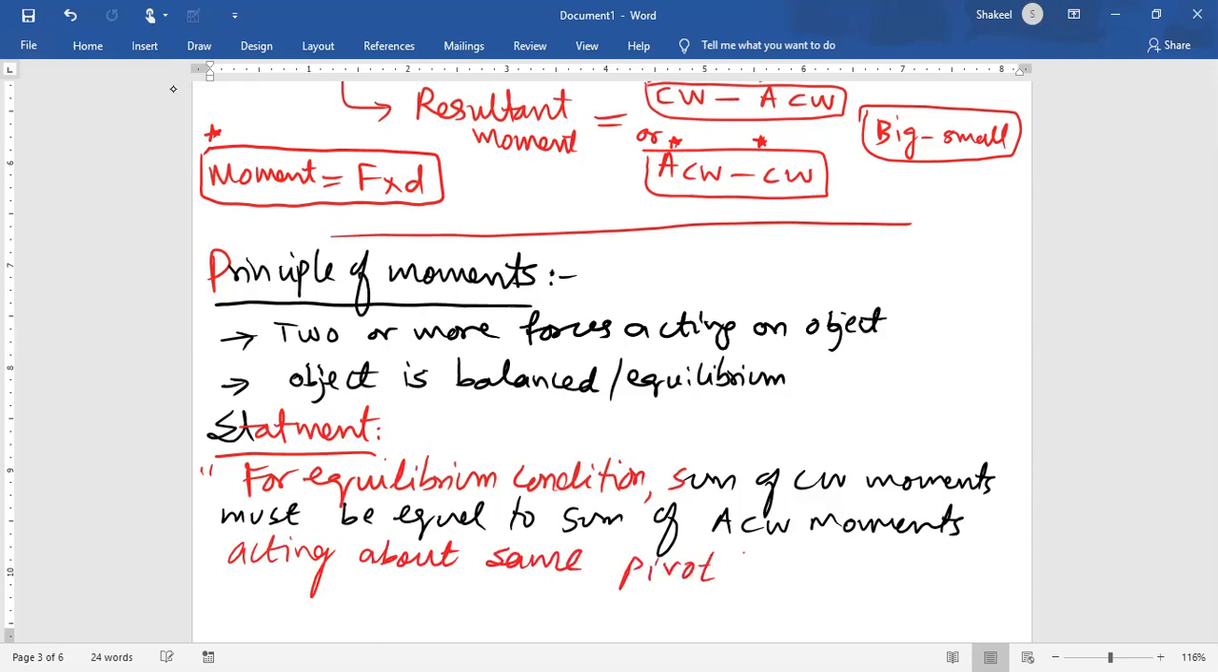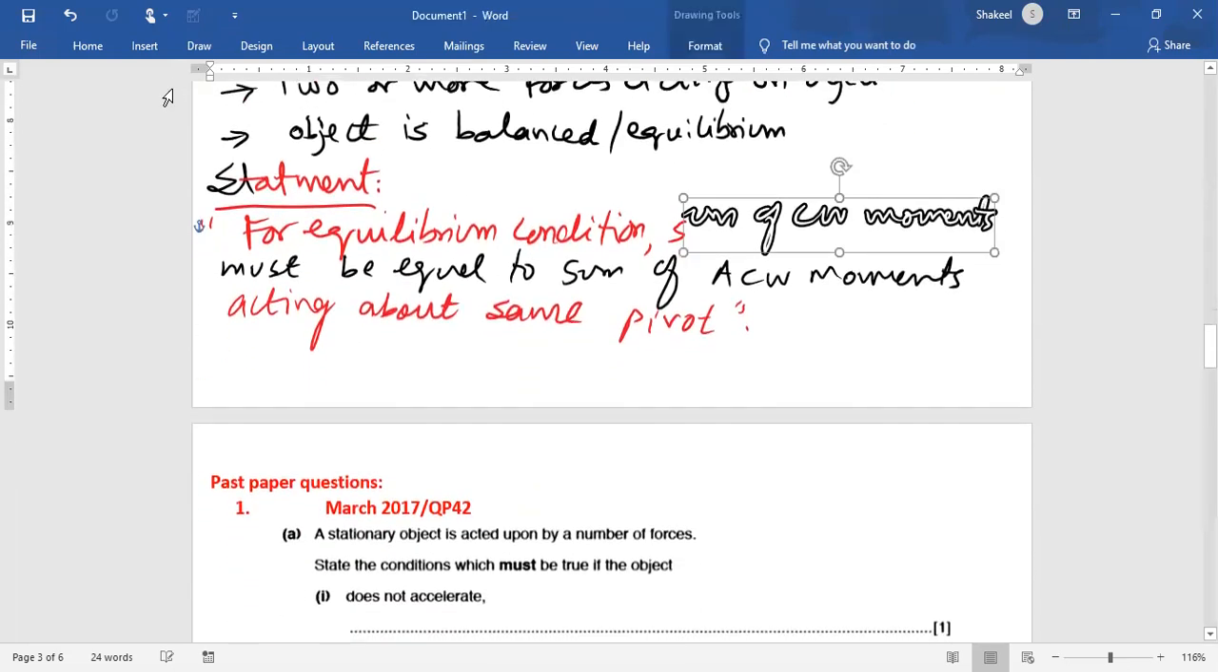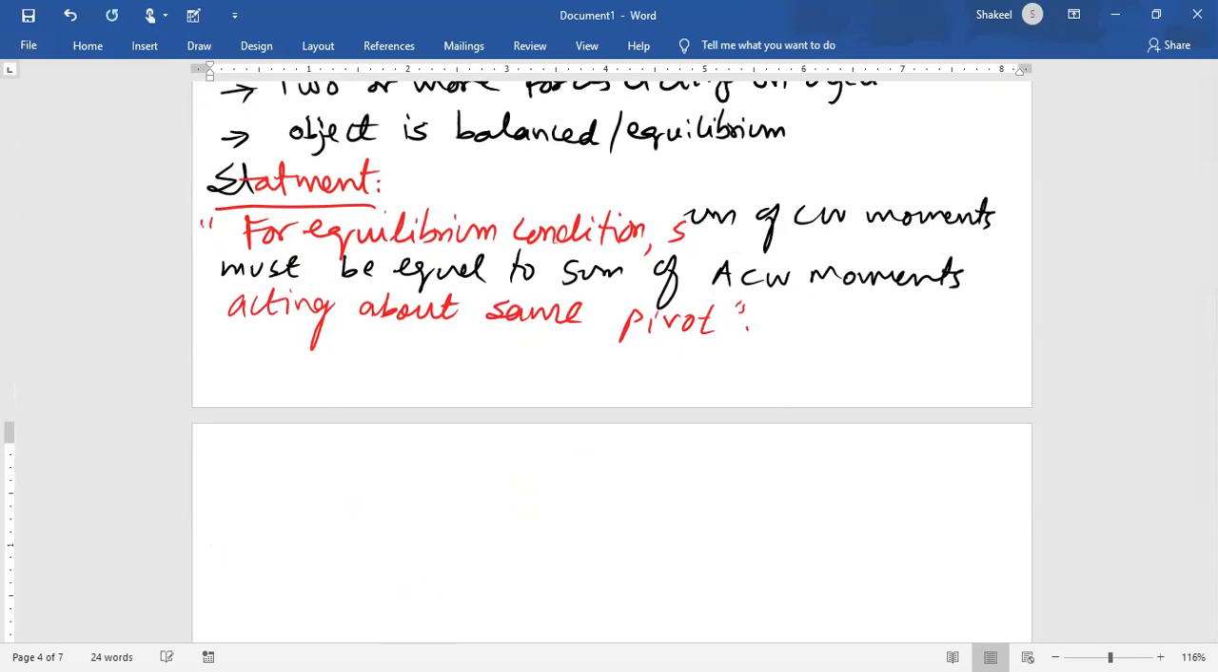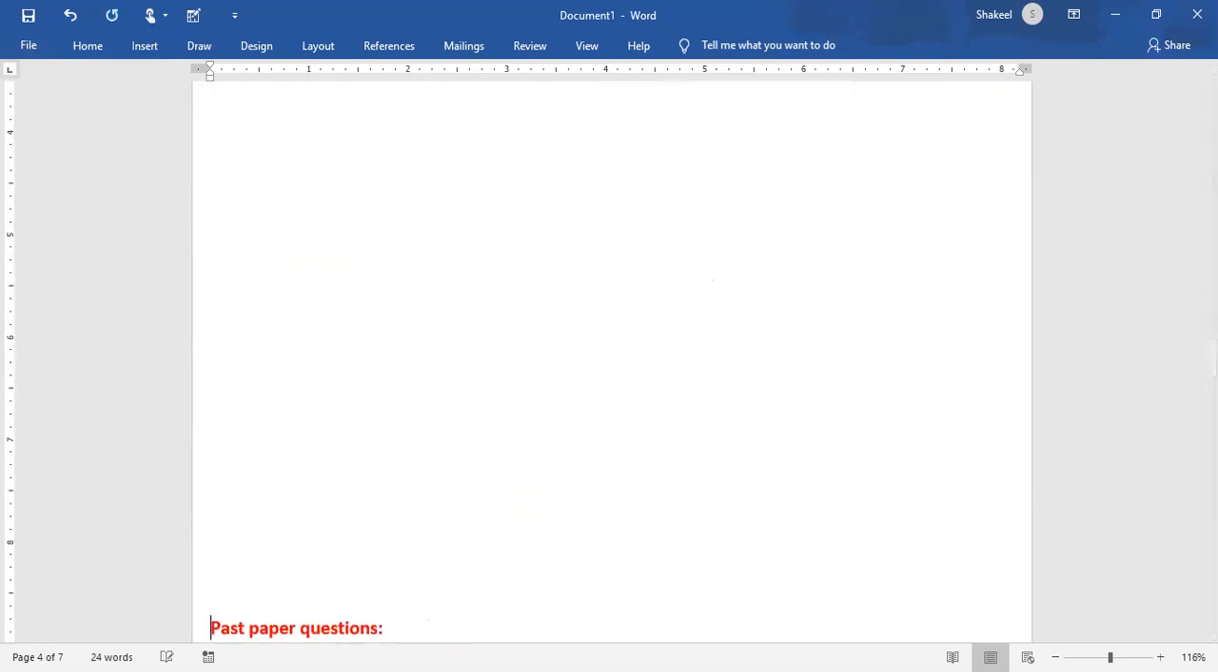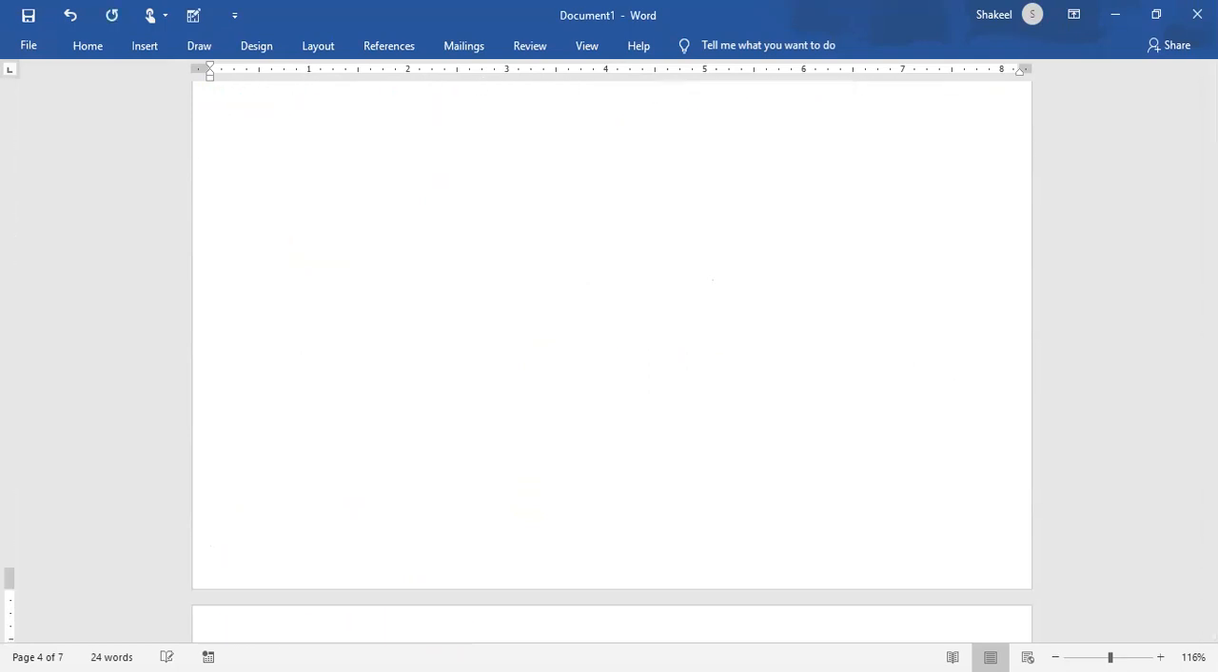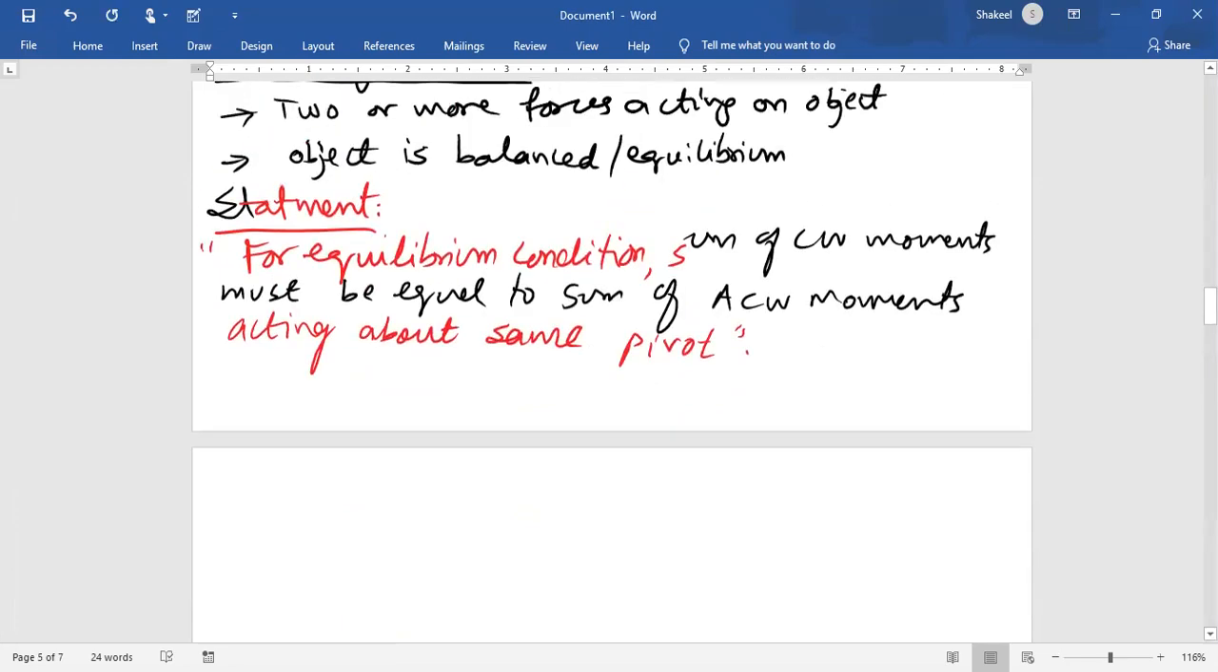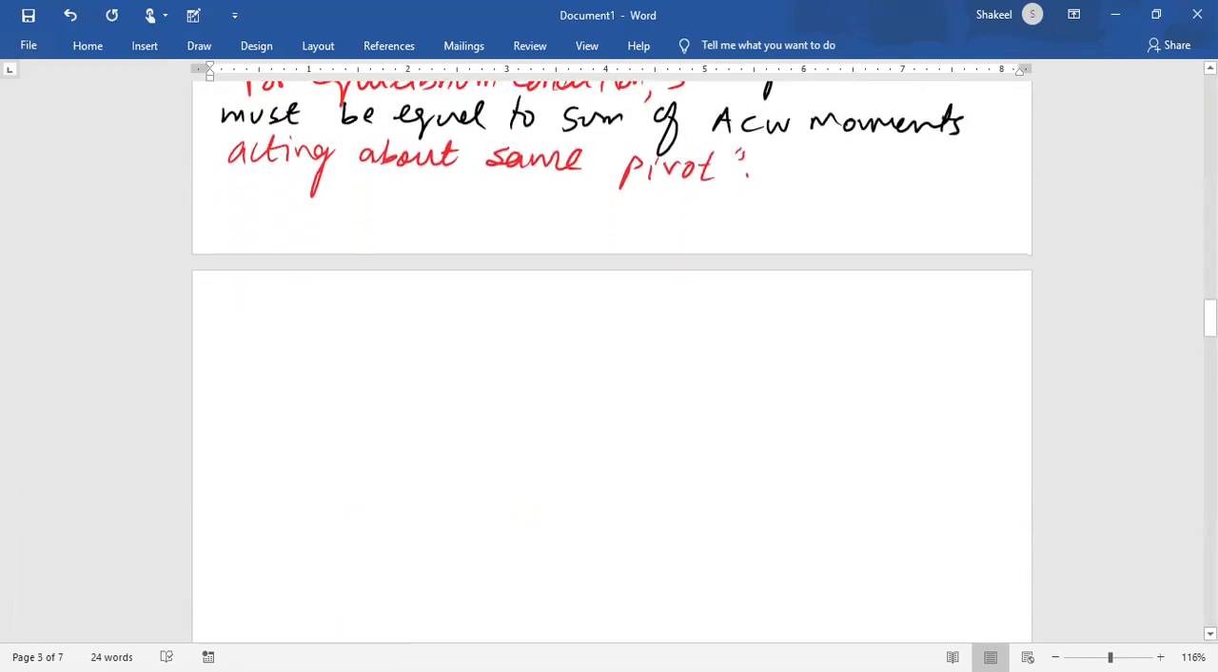This is the statement for principle of moments. Okay, let's move forward. There are some questions, but before that, we have to do something else. I need to tell you some more stuff related to principle of moment, and then we'll jump into solving the past paper questions. So what is the equation of principle of moment?